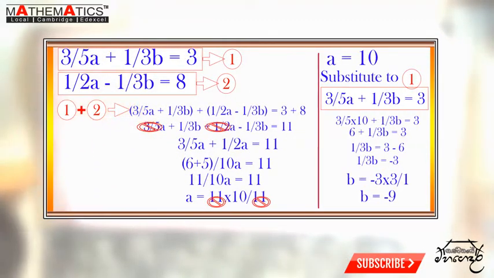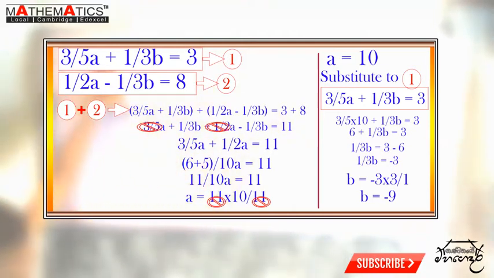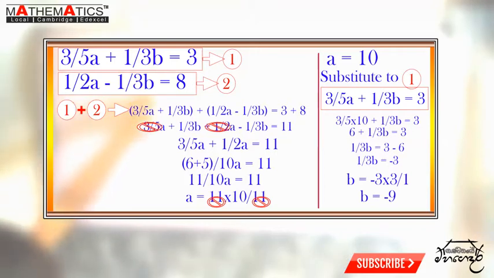Now the next math: 3 over 5a plus 1 over 3b is equal to 3. It is the first formula. Next one: 1 over 2a minus 1 over 3b is equal to 8. It is the second formula. Now according to this equation you can combine the first formula and second formula.